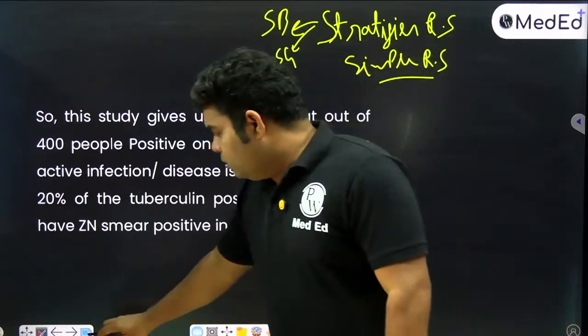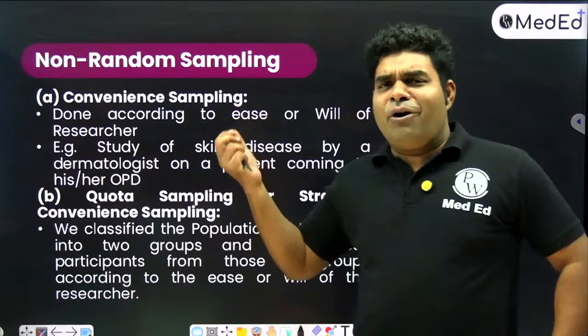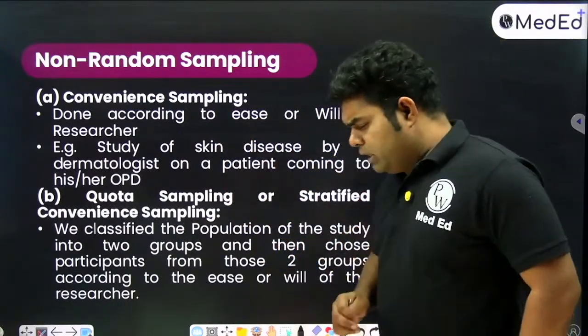Now, after knowing about all the 6 random samplings, let's read 3 simple non-random samplings. One is convenience sampling. So what is convenience sampling?